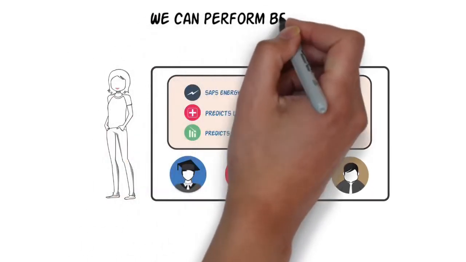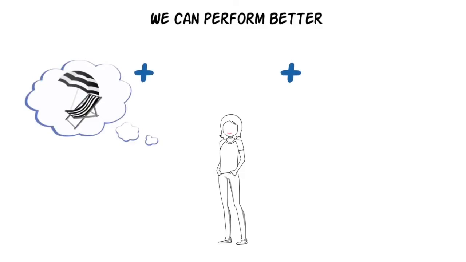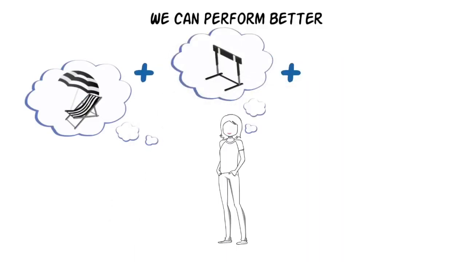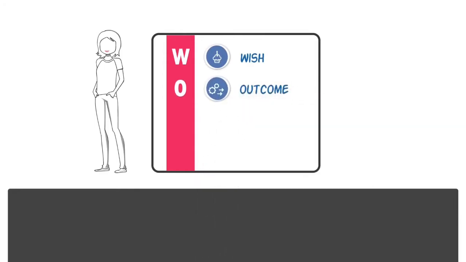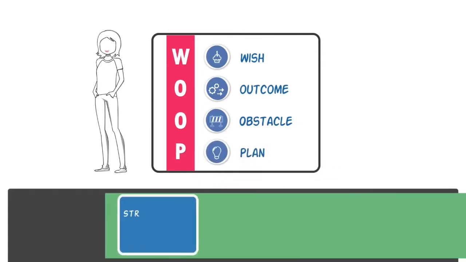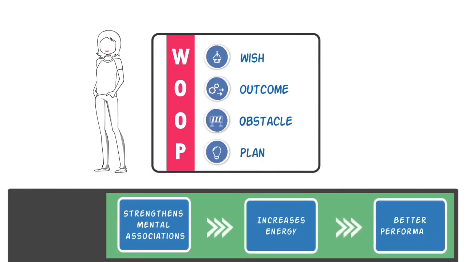But we can perform better if we combine the pleasurable task of envisioning the desired future with additional steps, acknowledging the obstacles we need to surmount, and planning exactly how we will overcome these obstacles. As an approach to behavior modification, this conscious 4-step procedure, specifying a wish, specifying and imagining the best outcome, specifying and imagining the obstacles within ourselves and forming a plan, strengthens mental associations in our minds without our awareness, predicting measurable increases in energy and, in turn, better performance. We call this method WHOOP.